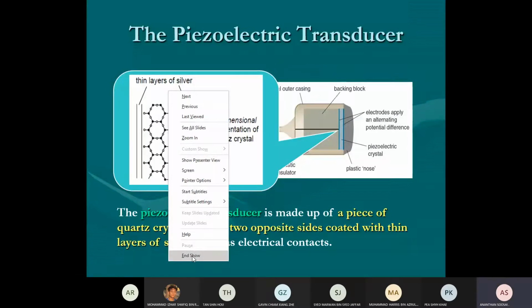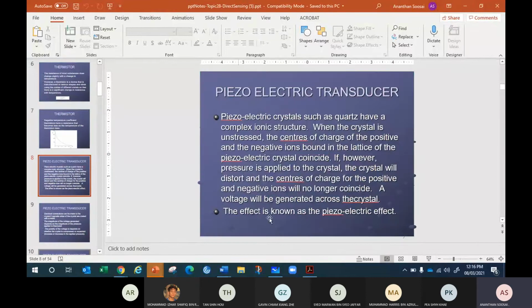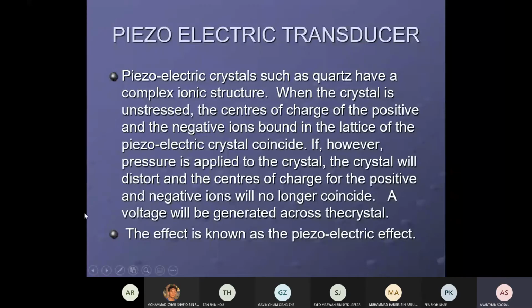Okay, go back to the electronics. That's what I told you in this paragraph. Piezoelectric crystals such as quartz have a complex ionic structure. When the crystal is unstressed, the centers of charge of the positive and negative ions bound in the lattice coincide. However, when pressure is applied, the crystal distorts. The centers of charge no longer coincide, and a voltage is generated across the crystal. This effect is known as the piezoelectric effect. The greater the pressure, the greater the displacement of the crystal, the greater the voltage produced.